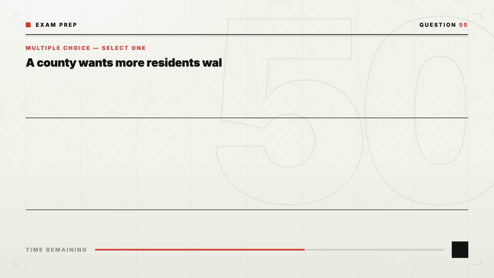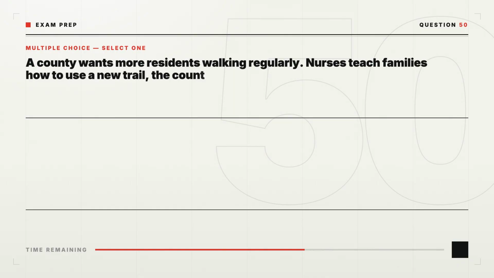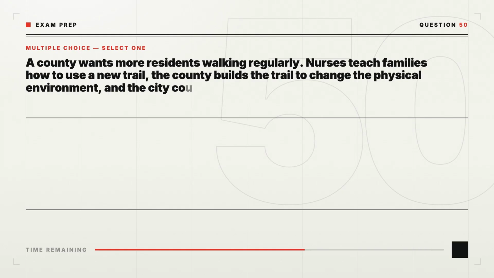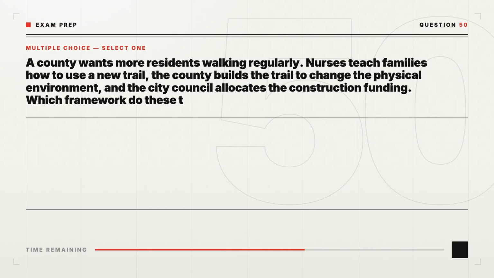Question 50. A county wants more residents walking regularly. Nurses teach families how to use a new trail. The county builds the trail to change the physical environment, and the city council allocates the construction funding. Which framework do these three actions illustrate?